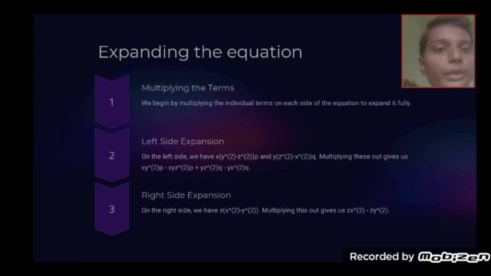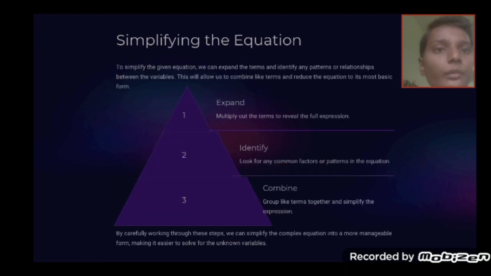Right side expansion. On the right side we have z(x² − y²). Multiplying this out gives zx² − zy².